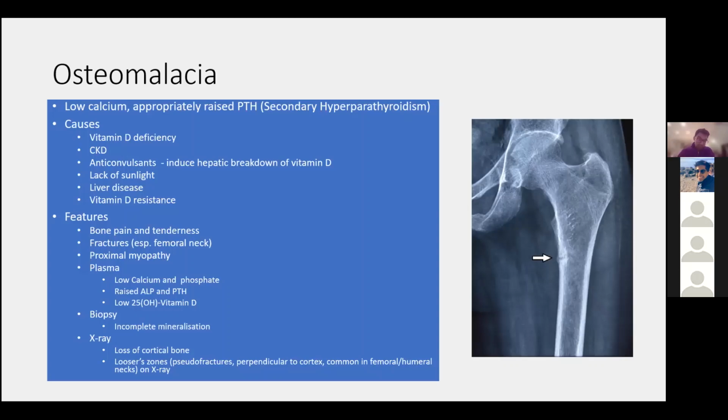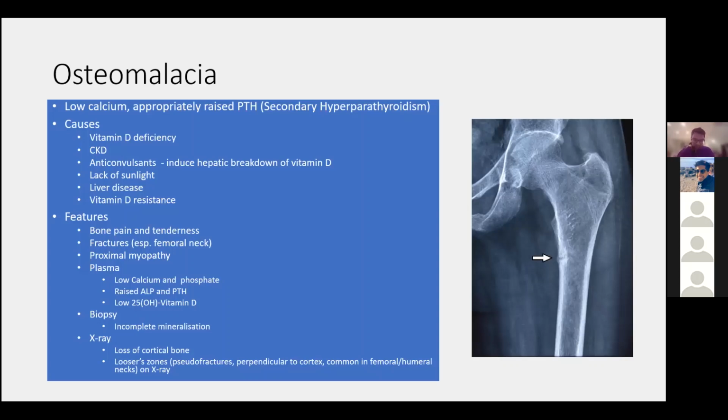These patients present with bony pain and tenderness because of the increased bone resorption from PTH action, so they're prone to fractures. And these patients often have proximal myopathy. So when you do their bloods, you'll find low calcium and phosphate with a raised ALP and PTH because of the increased bone turnover, with a low vitamin D.